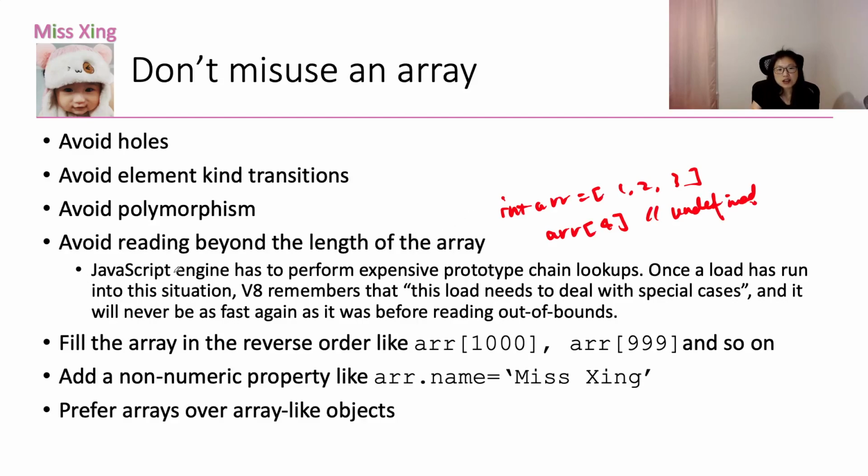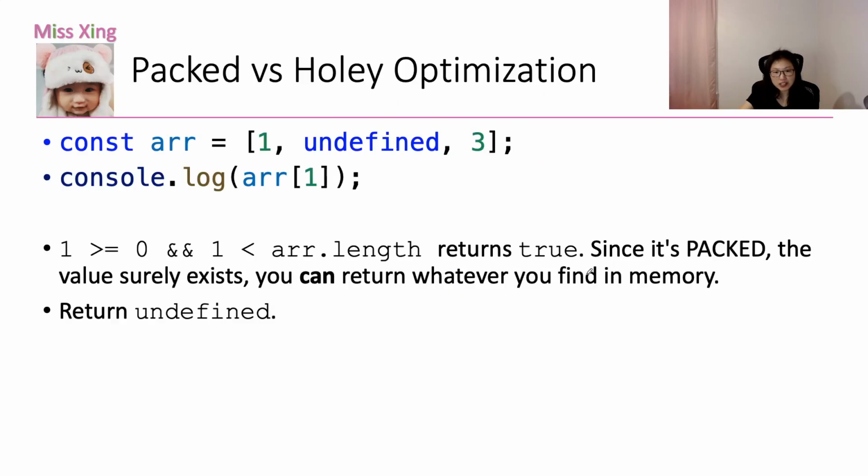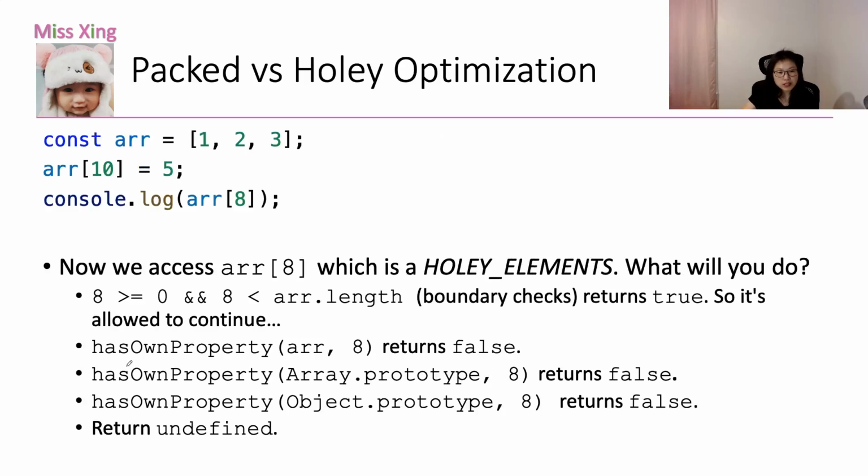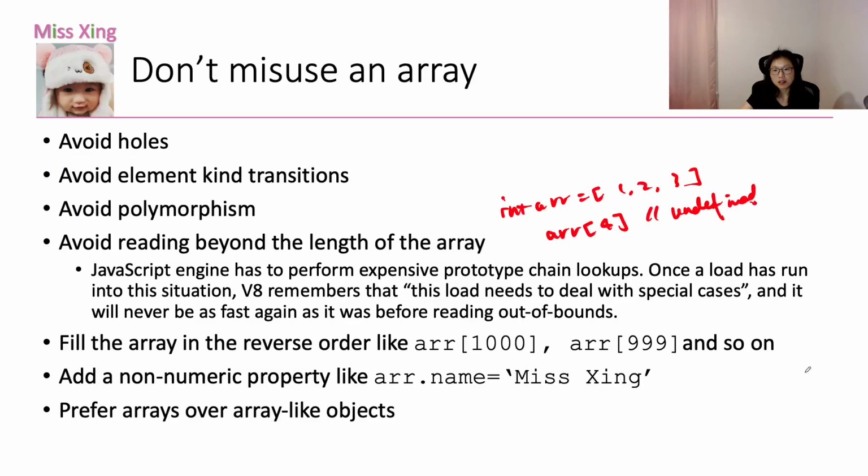In this case, the JavaScript engine has to perform an expensive prototype chain lookup. What kind of chain? It's going to look up the property on Array.prototype, looking for 4 there, and then go to Object.prototype, looking for 4 there. It will do the prototype chain lookup. We will talk about prototype inheritance later, then you will understand this part.